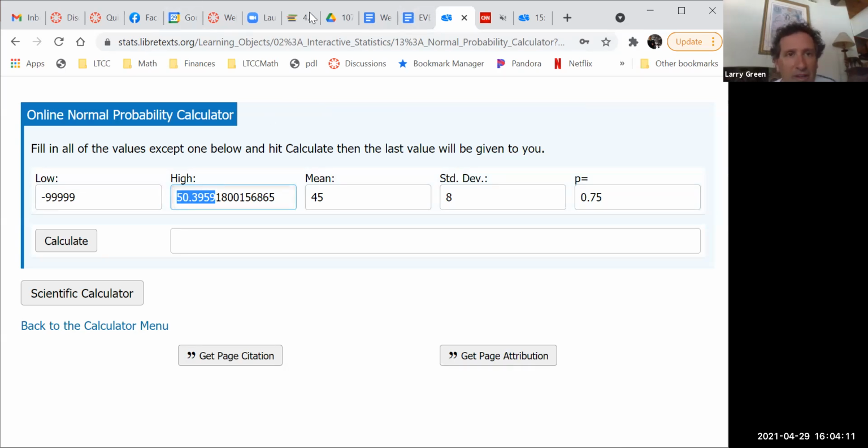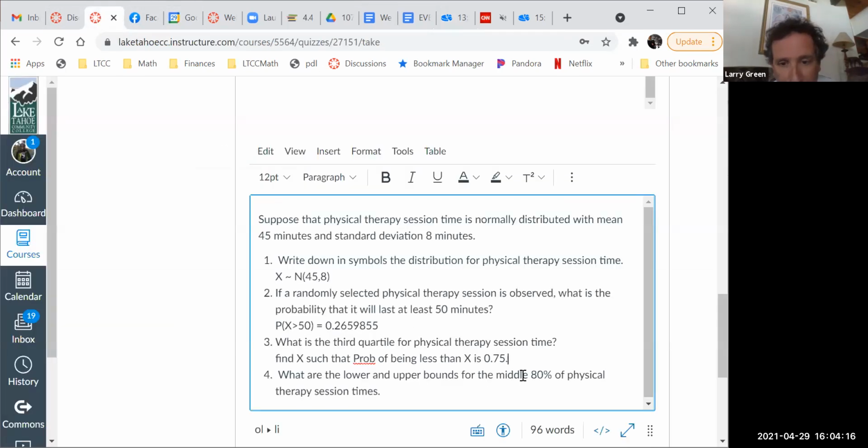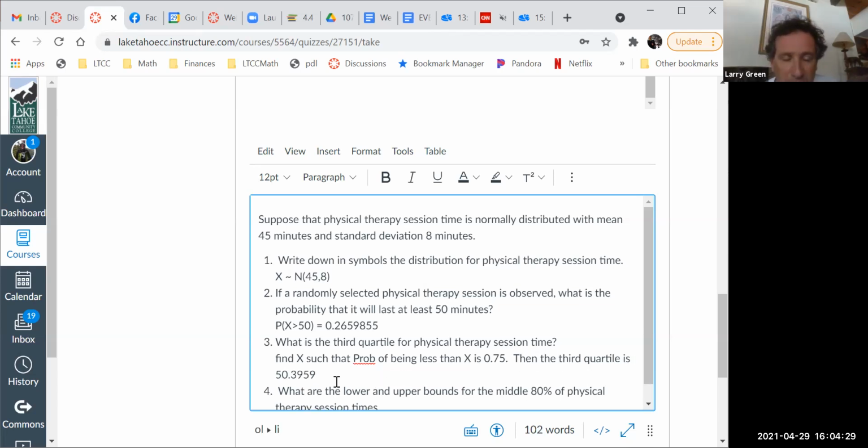Any questions on that one? So let me write. So then the third quartile is 50.3959. Any questions at all on number 3?